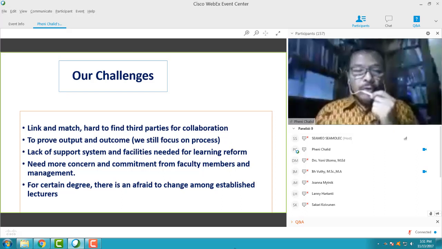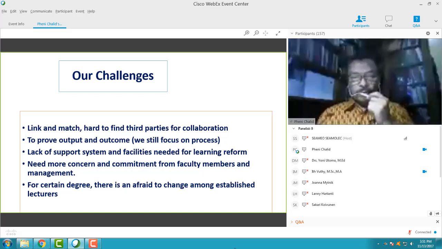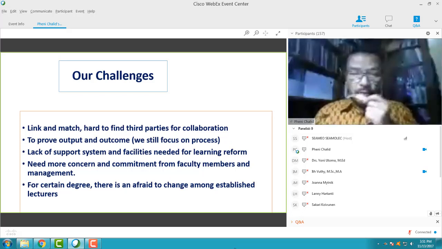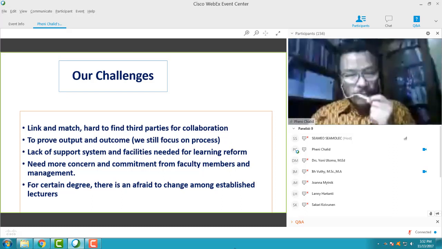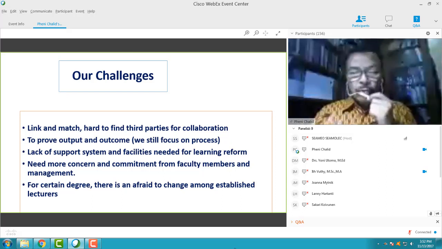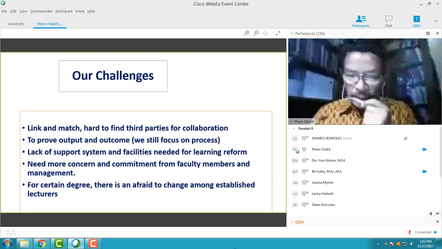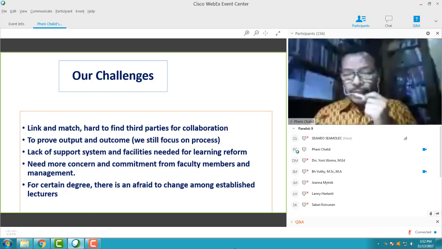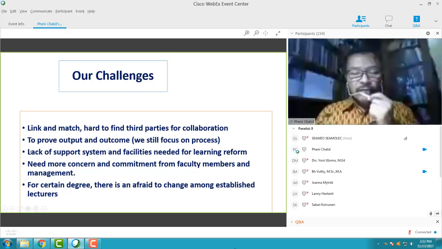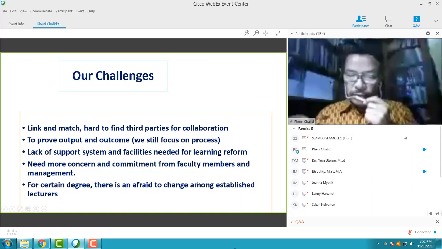The second is to prove output and outcome. This is also because not only is the process really open on the campus, but the output and outcome should be proved there, because the target should be clear: what kind of target we have to get after the classes. The third is the lack of support system and facilities needed for learning reform. For our case, that is because the new system was introduced and also needs new facilities.